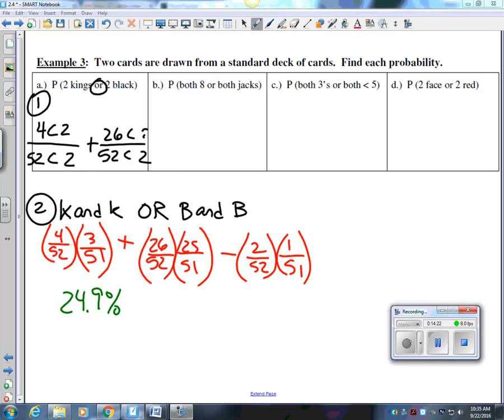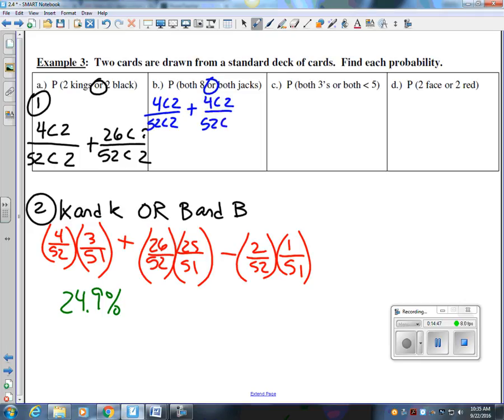All right, this next one, probability of both 8. I'm just going to do it the C way. If you want to do it this way, you're welcome to do that on your own. How many cards are 8s? 4, and I'm choosing how many? 2 over 52C2. Or means to add. How many cards are jacks? 4. I'm choosing 2 over 52C2.